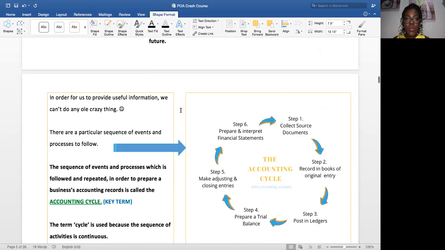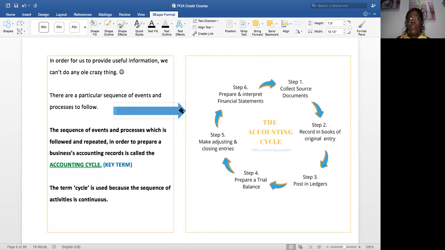All right, so we're moving along. In order for us to provide the useful information that the stakeholders need, we can't do any old crazy thing. We can't just do whatever we want to do. There are particular processes, there are particular sequences of events that we should follow, right? And the sequence of events and processes which is followed and repeated in order to prepare a business's accounting records is called the accounting cycle. This is another key term that you guys should take note of.